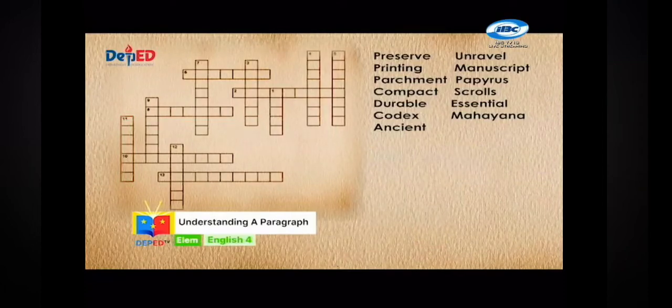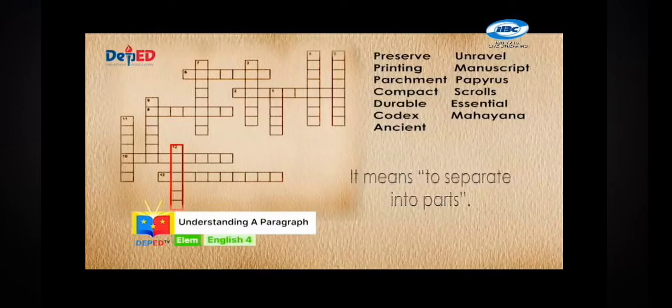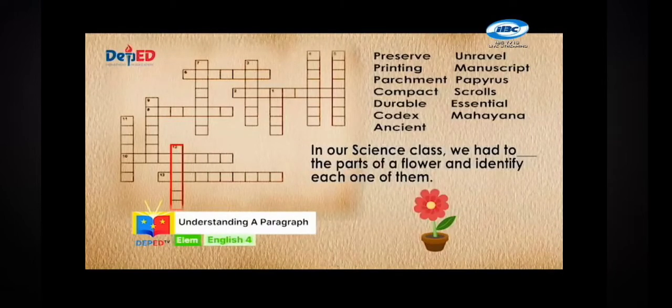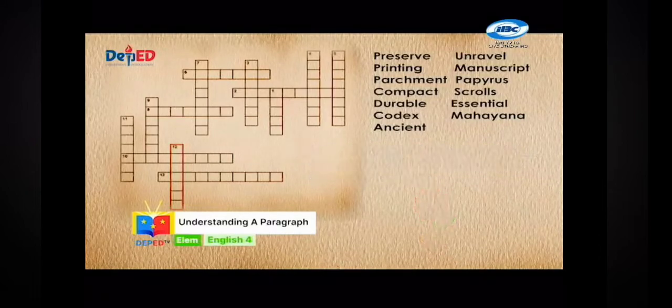And number 12, it means to separate into parts. In our science class, we had to the parts of a flower and identify each one of them. We're halfway there. Let's proceed to the words under across.